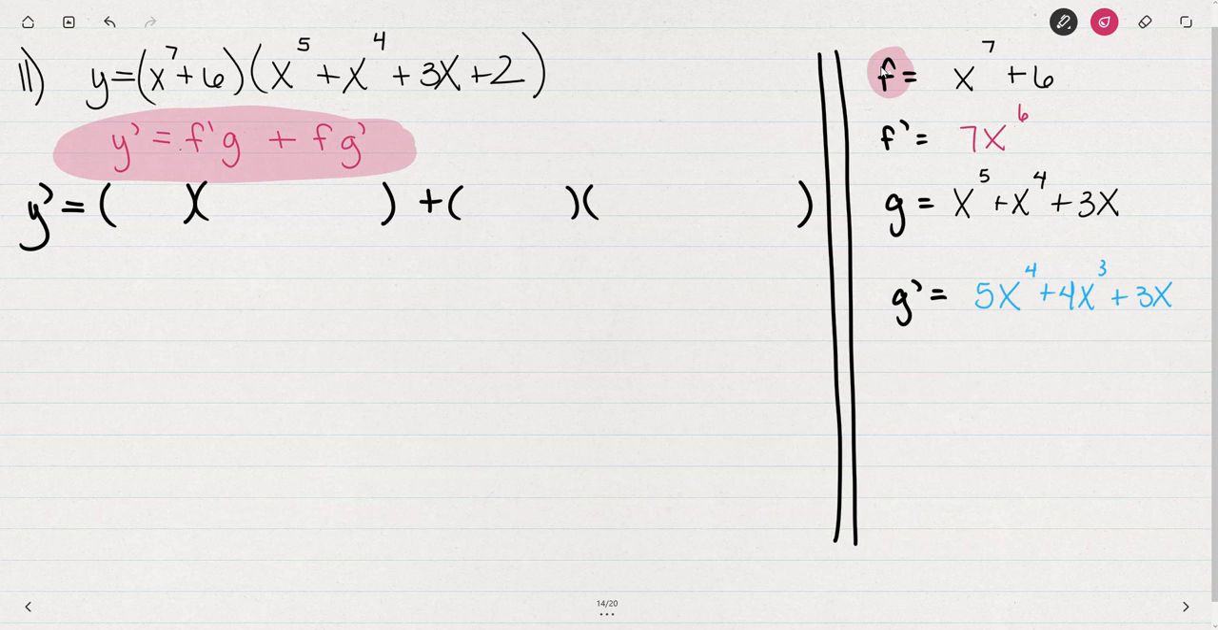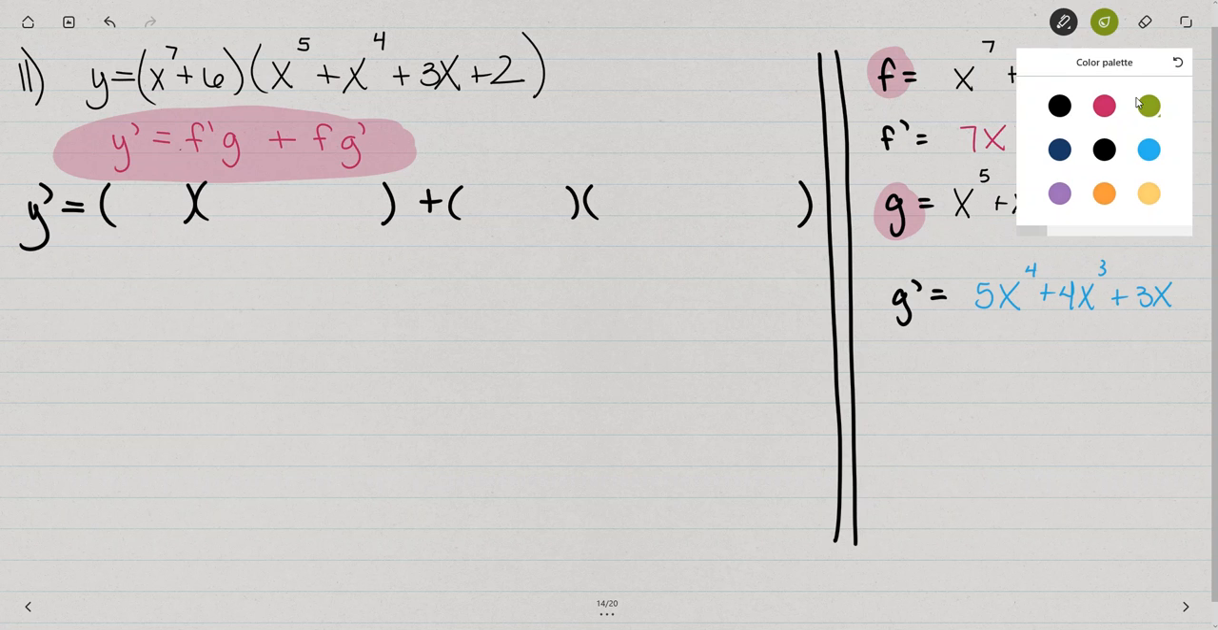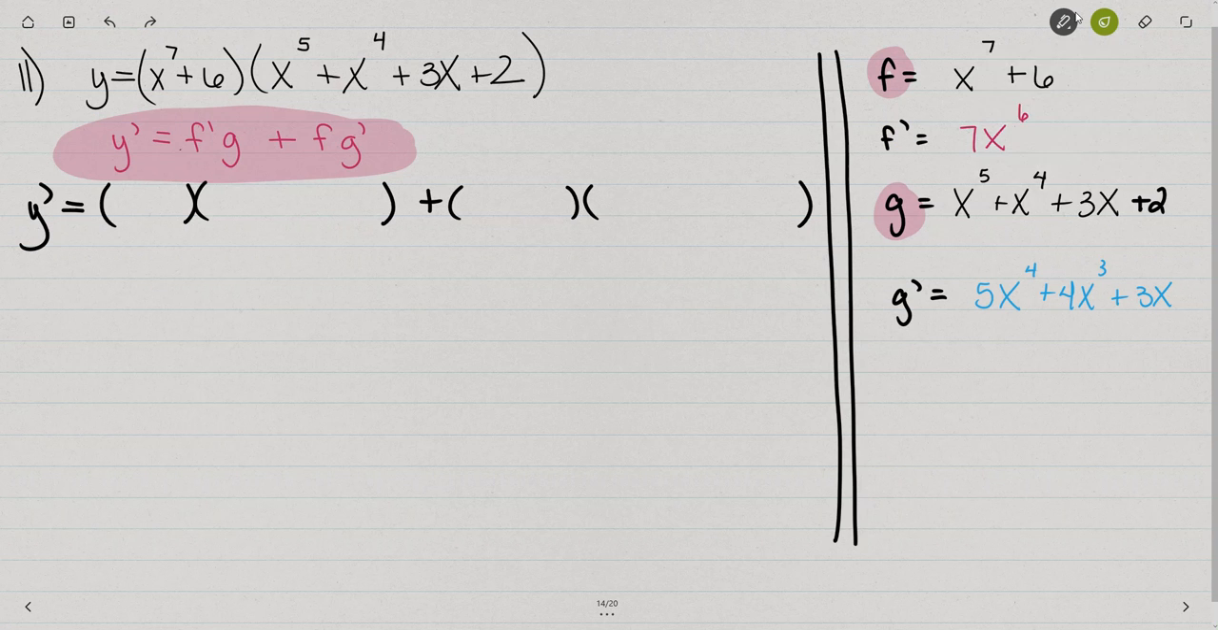f, x to the 7th plus 6, is the first function, or the first factor. And g, x to the 5th plus x to the 4th plus 3x plus 2. Oh, I see that I left off that plus 2 here. Is the second factor. Let me write in that plus 2 before we go too far. And then when I do the derivative of each of those functions, I see that the derivative of f, the derivative of x to the 7th plus 6, is 7 times x to the 7 minus 1, or 6. And the derivative of the second factor, g prime, is 5x to the 4th plus 4x cubed plus 3. And then the derivative of 2 is just 0.